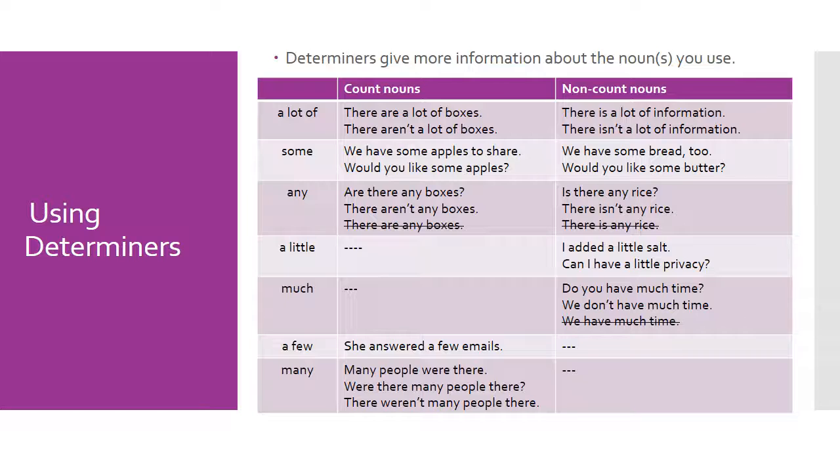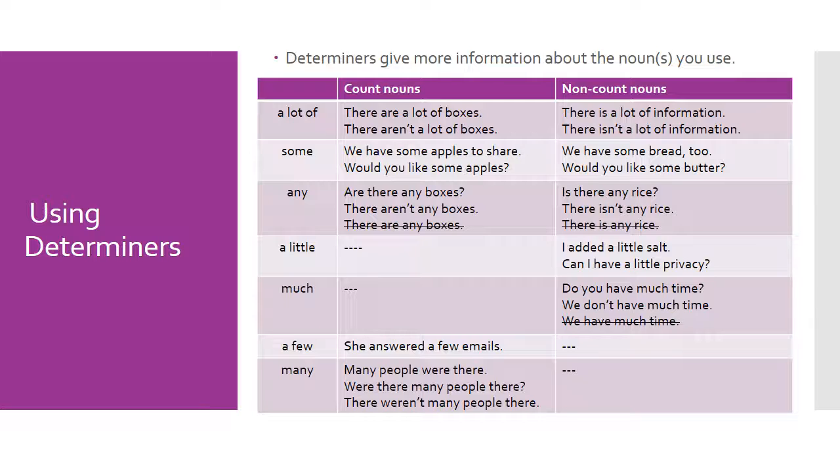Using determiners seems tricky, but there is a pattern that we can learn. When we use determiners, that gives us more information about the nouns we're using. We can use the determiner a lot of, sort of like several or many, with both count and non-count nouns. These can be used in affirmative and negative sentences. So there are a lot of boxes, there aren't a lot of boxes. There's a lot of information, there isn't a lot of information. Notice that a lot of implies that there's more than one, so we can't have a lot of one thing.